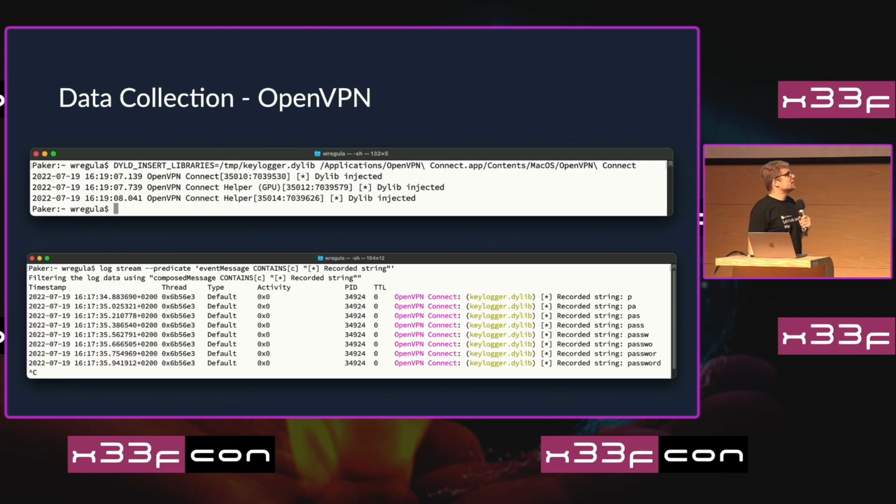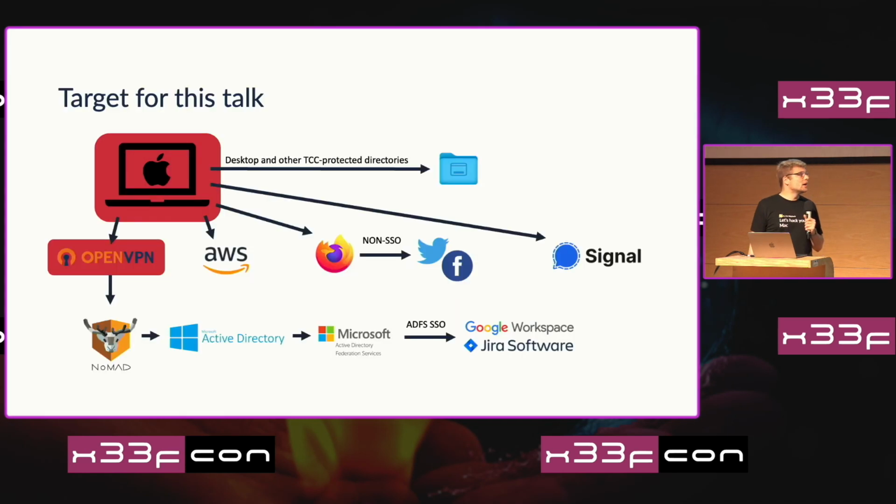With this technique, on the first screenshot, you can see that with the DYLD inserted libraries, we were able to inject into OpenVPN without any additional permission, no root, nothing more. Then on the second screenshot, this keylogger is really simple. It just logs any keystroke that was pressed. As you can see, a recorded string: password. So we were able, without any additional permission, to inject into OpenVPN and listen for the user's credentials. Okay, so we have access to the VPN.